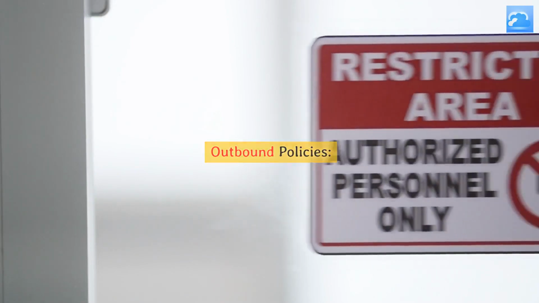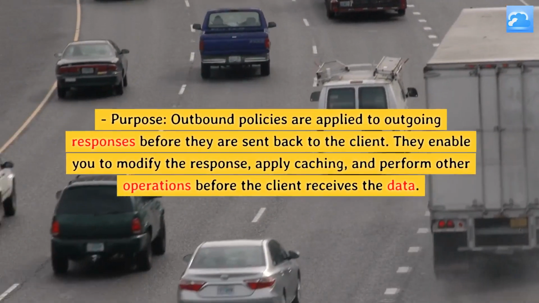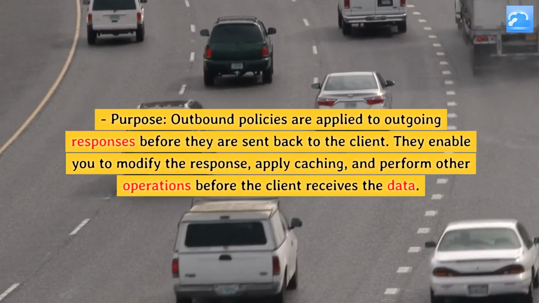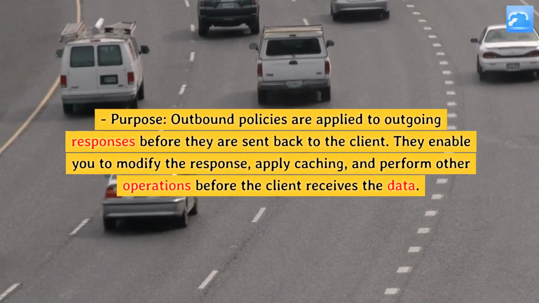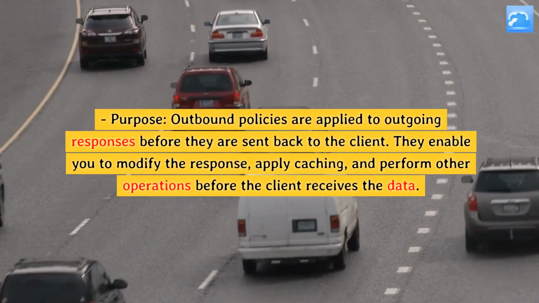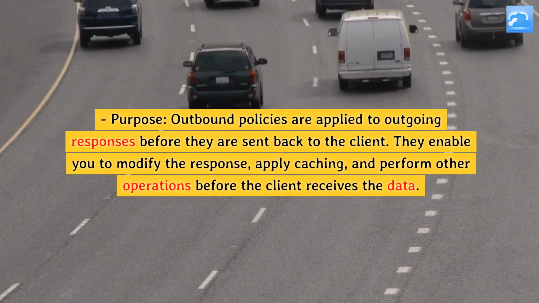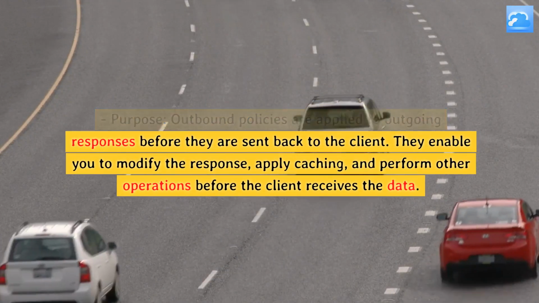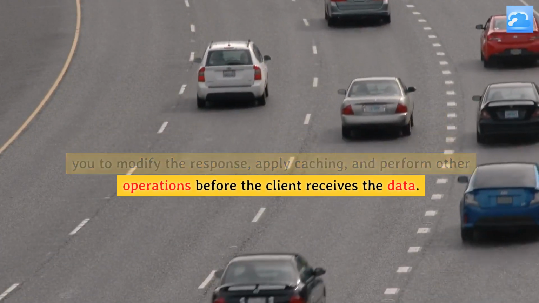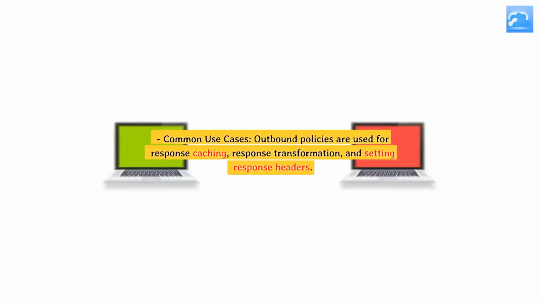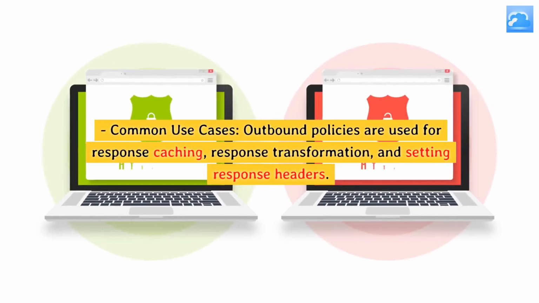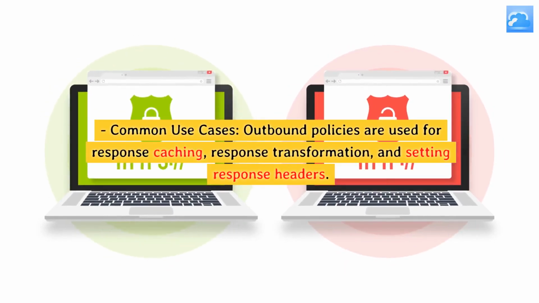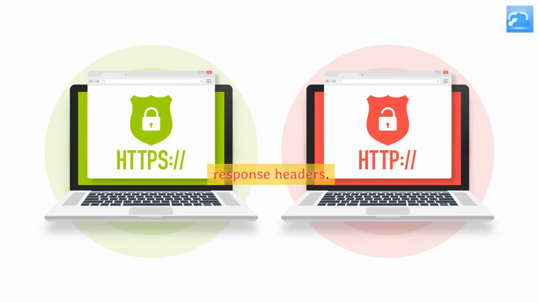Outbound policies. Purpose. Outbound policies are applied to outgoing responses before they are sent back to the client. They enable you to modify the response, apply caching, and perform other operations before the client receives the data. Common use cases. Outbound policies are used for response caching, response transformation, and setting response headers.